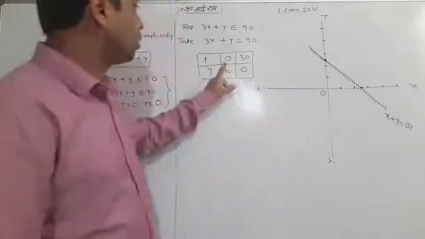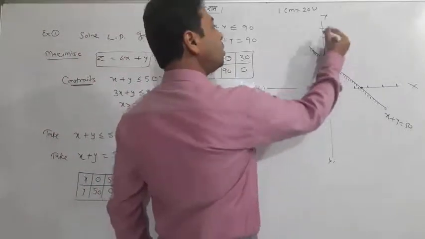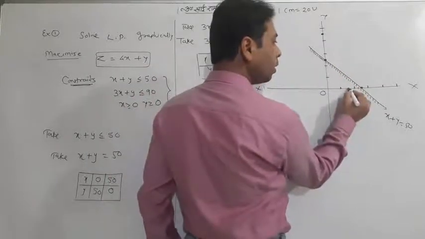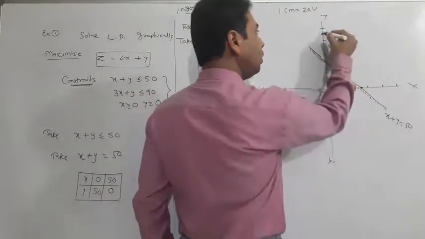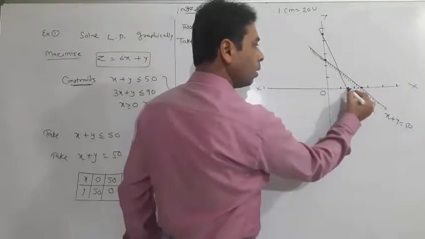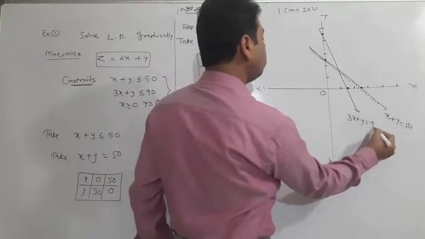Again, I tell you one thing. 0, 90. Where is 0, 90? Can you search? This is the 0, 90. And 30, 0 is here. Now draw these two lines like that. And this is the line 3x plus y equal to 90.